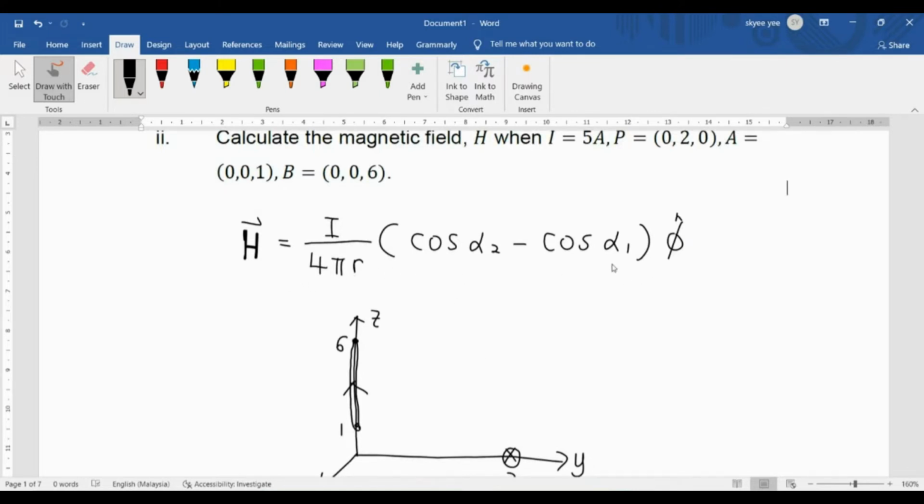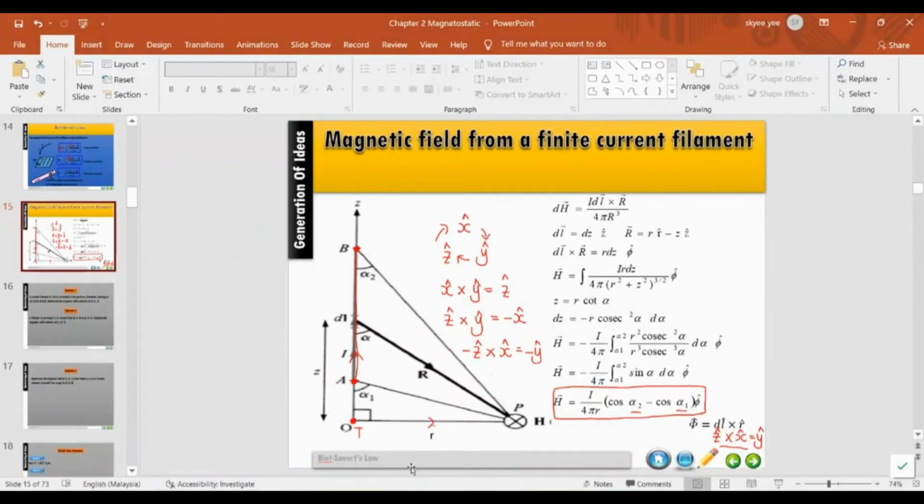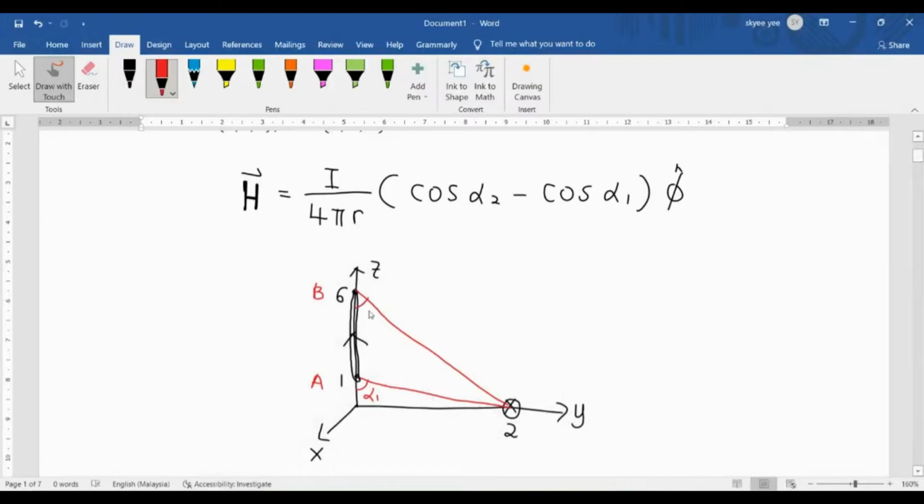So the first step is we join the line together. Join the line together, and label your alpha 1 and also alpha 2. This is point B because it has the larger value, and this is point A because it has the smaller value. So this one will be your alpha 1, you can check, and this one will be your alpha 2. So you roughly know what alpha 1 and alpha 2 are.